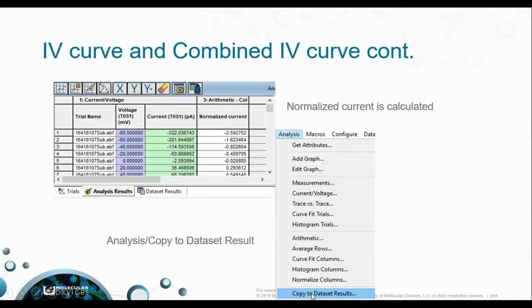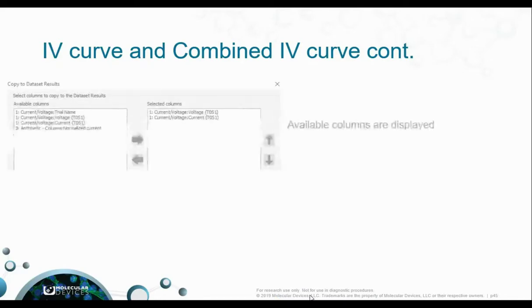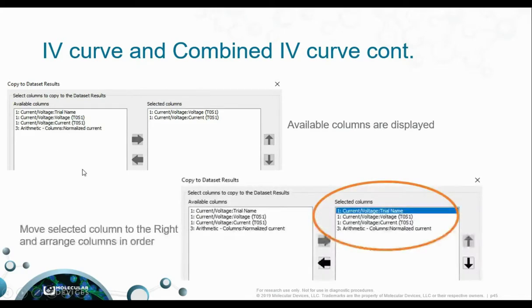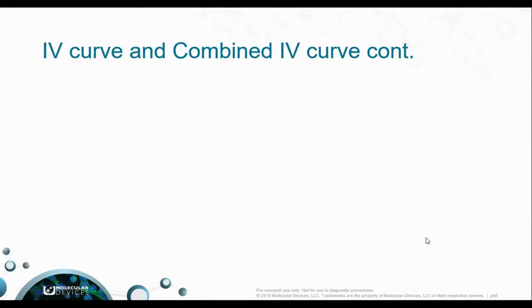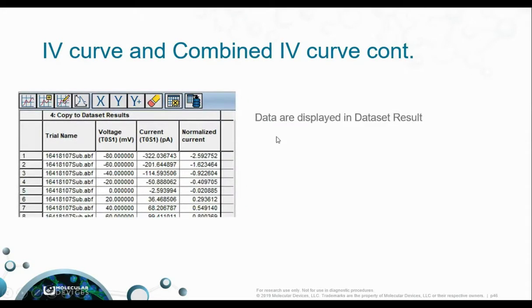Then you can copy the data to the dataset result. Then in the copy to dataset result window, you will see the available columns displayed at the left-hand side. And then you need to move the selected columns to the right-hand side. At this point, I move the trial name. Also, I move the normalized current to the right-hand side. Then the data will be displayed in dataset result, as shown here.